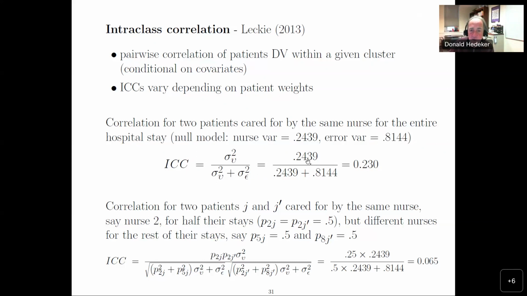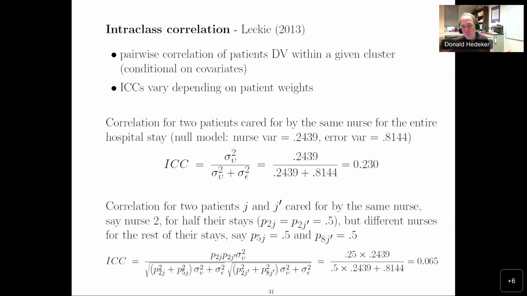We would put the nurse variance in the numerator, and then the sum of the nurse and residual variance in the denominator, and we say the correlation of the dependent variable, the satisfaction here, is about 23%. Okay? So pretty correlated for patients seen by the same nurse for their entire stay.